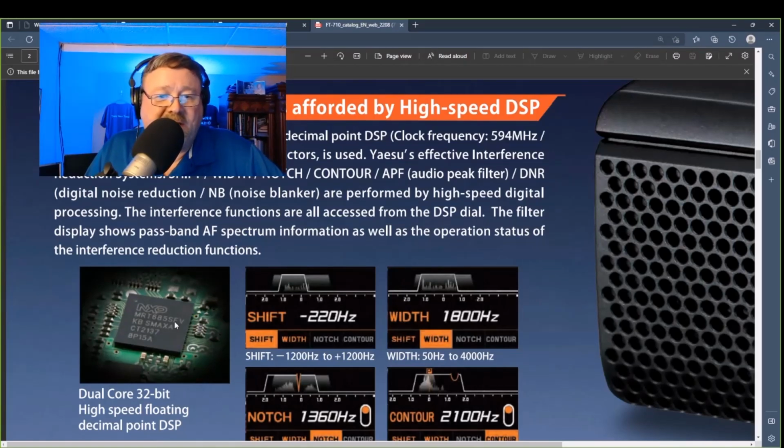I do intend to carry this series on. Like I said, when I get an FT710 AESS here in the shack, I will continue this series with some hands-on operating. We'll unbox it, get it on the air. We'll go through it just like I did the FTDX10.